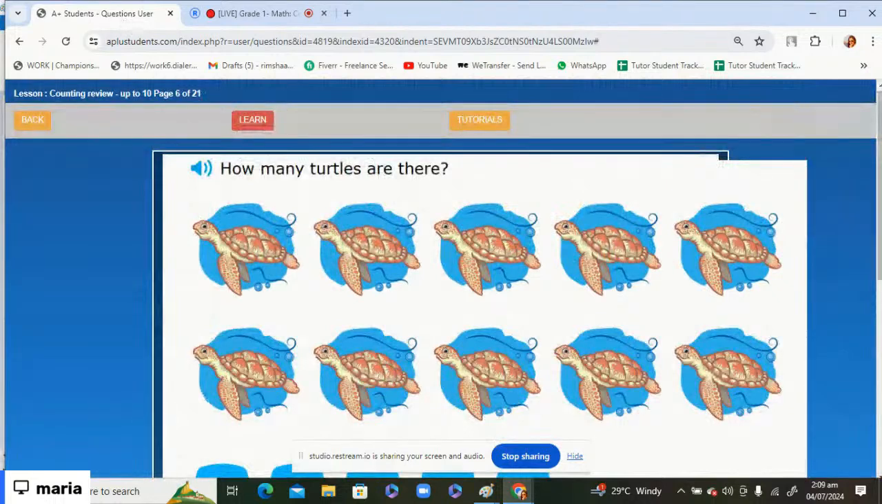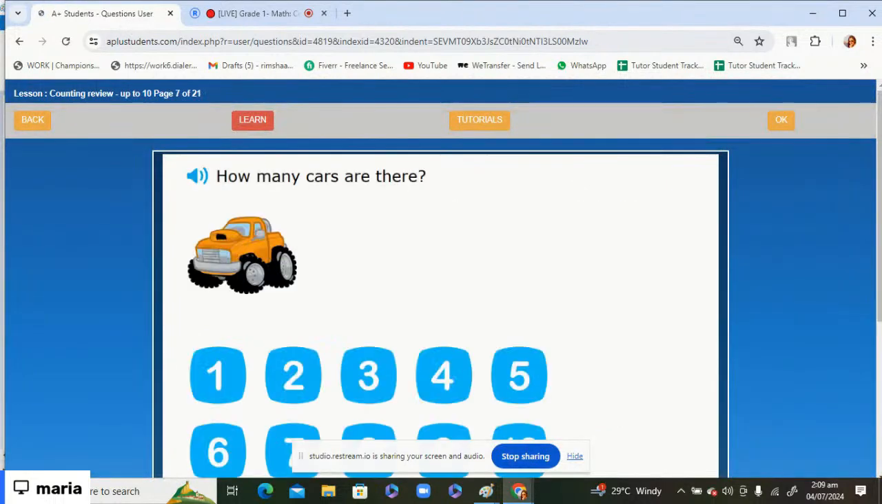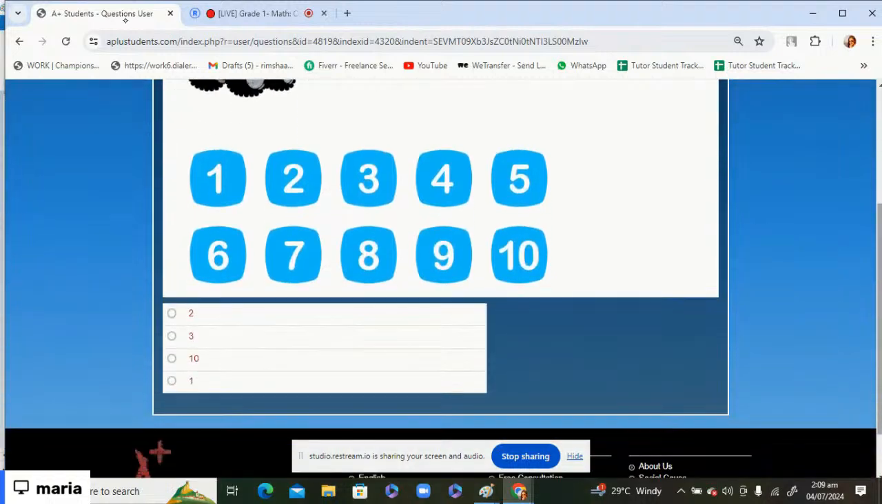Okay. Now I hope you guys solve these questions by yourself. Okay, now let's just discuss the next lesson. Okay, now just count this one. How many cars are there? There is only one car. So we can say that it's only one. So we go with that one.